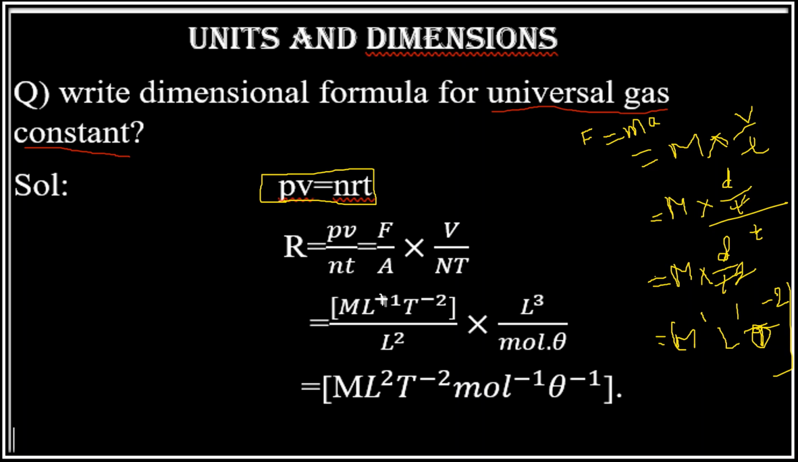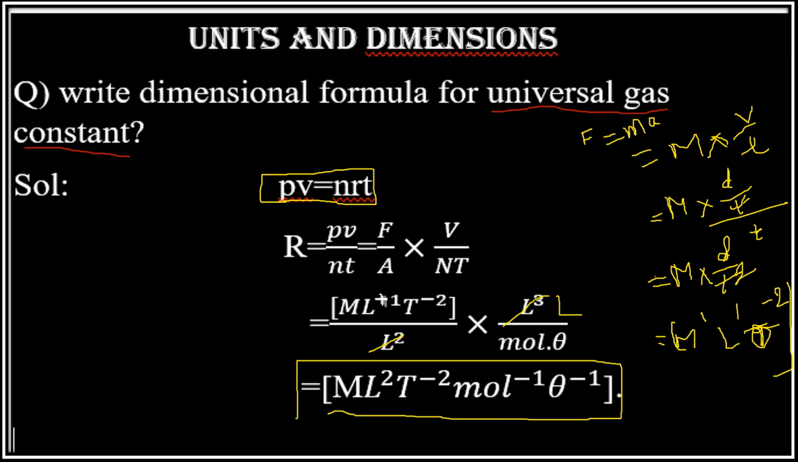L remains same. One L will remain, and there is another L here. We get L square. Only one M term, M L square. Here one T power minus 2. Mole becomes minus 1, theta becomes minus 1. Finally, the dimensional formula for universal gas constant is M L square T power minus 2 mole inverse theta inverse.